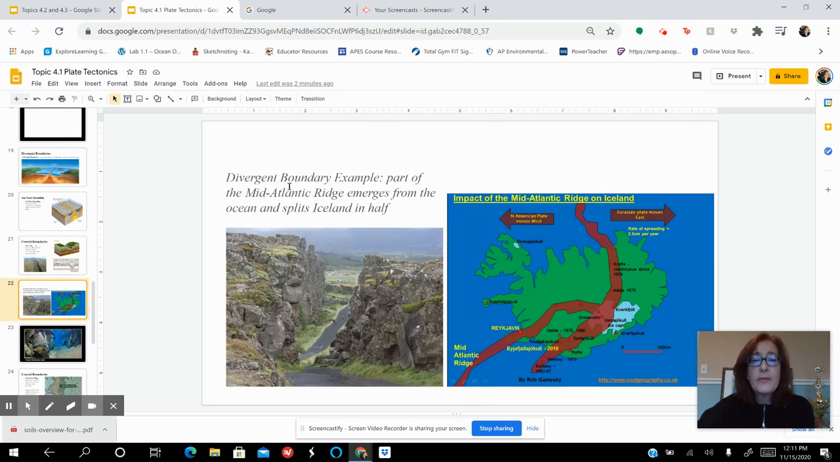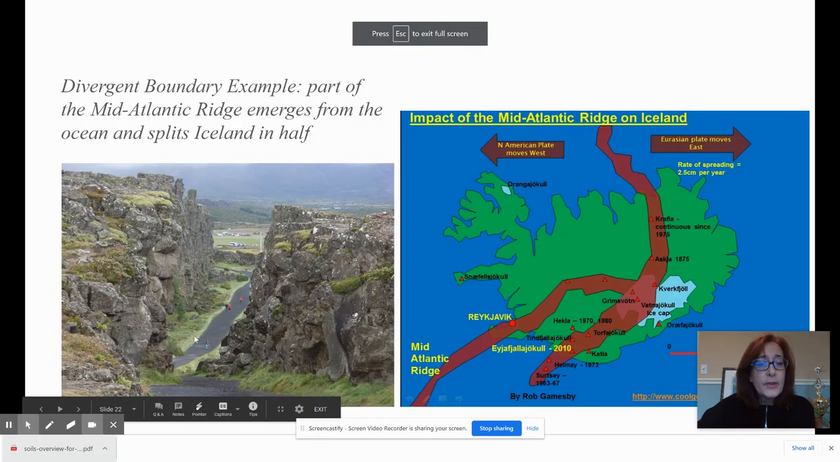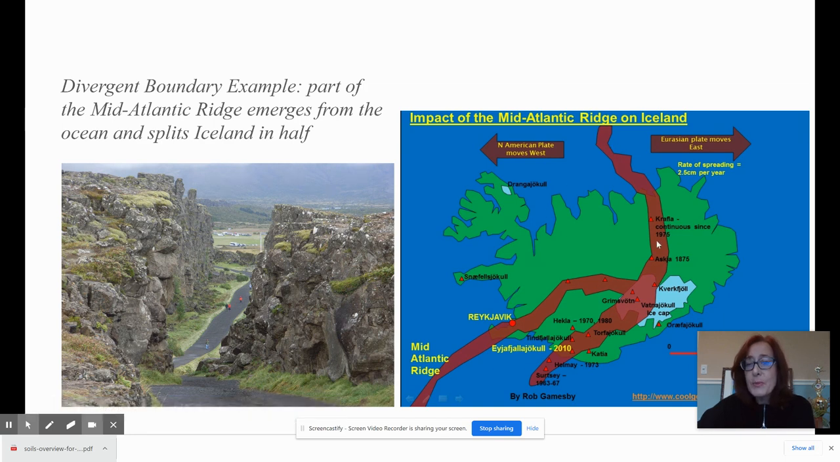A good example of a divergent boundary is part of the Mid-Atlantic Ridge, which emerges from the ocean and splits Iceland in half. This is actually, let me present this so you can see. Sorry, I should have been doing that all along. There you go. Look at that. This is Iceland, and this is the Mid-Atlantic Ridge. This is what the Mid-Atlantic Ridge looks like, and here's Iceland.